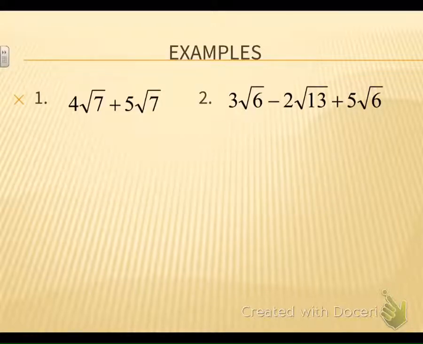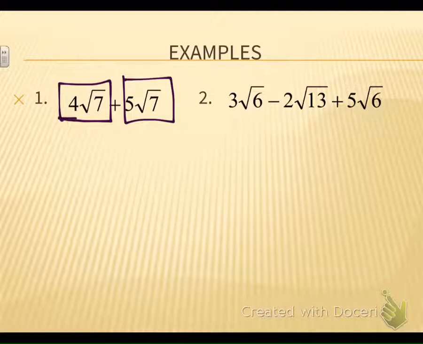So our first example, 4 root 7 plus 5 root 7. Now, we cannot simplify 7. That's a prime number. But since these are both like terms, we can add them together. So 4 plus 5 is 9, and then you leave it root 7.